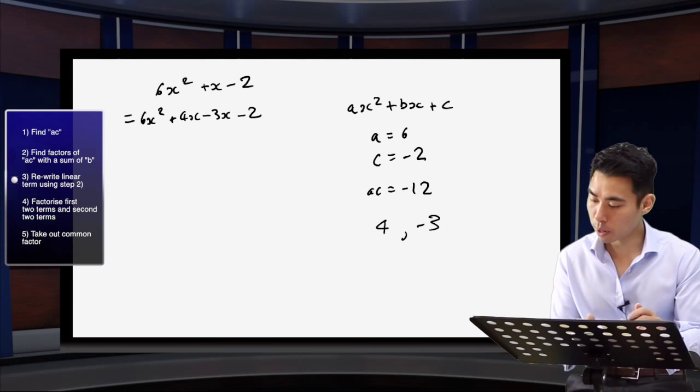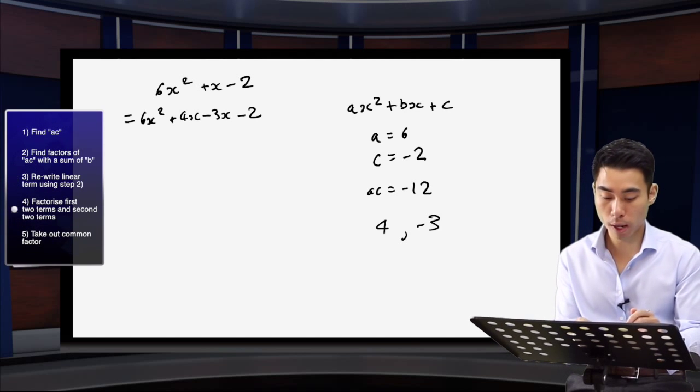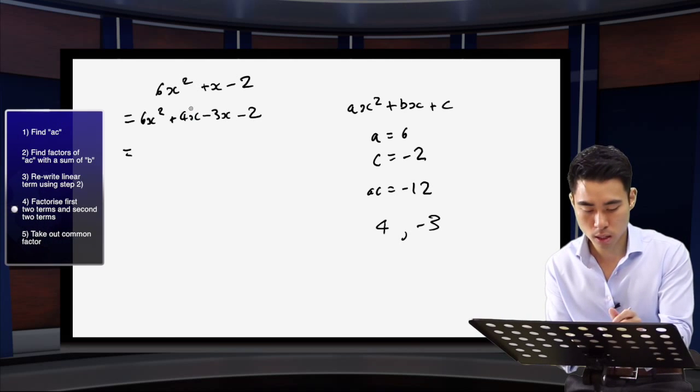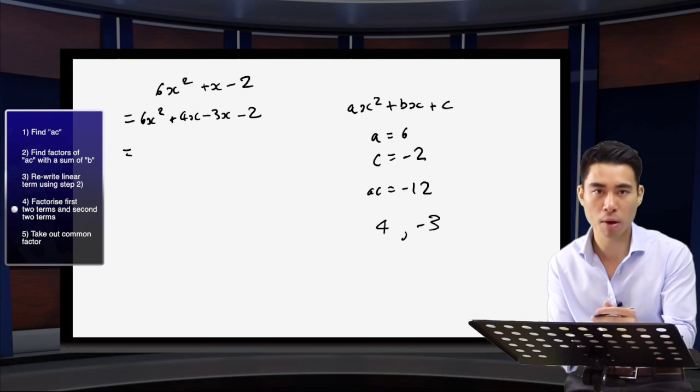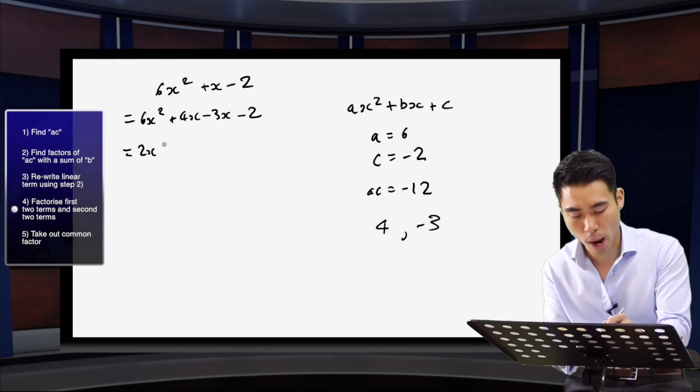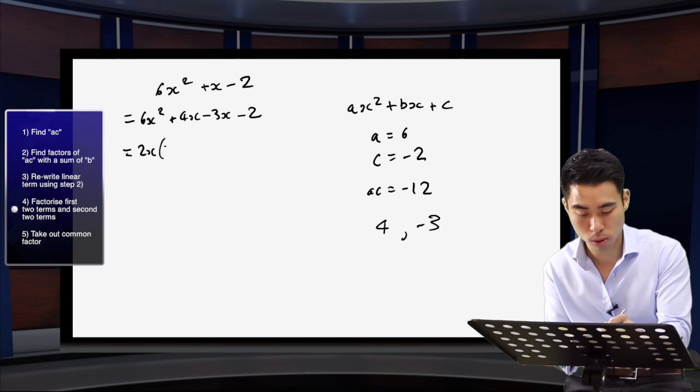Okay, step number 4 now. We're going to factorise our first two terms here, and our second two terms here. So if we're just looking at these first two terms here, I want to take out the biggest common factor out of both. In this case, it's going to be 2x. Now I'm going to have what times 2x gives me 6x squared, which is 3x. What times 2x gives me plus 4x? It's going to be plus 2.